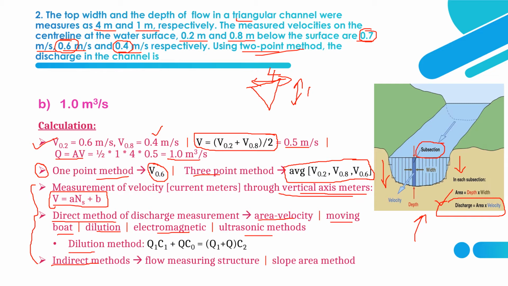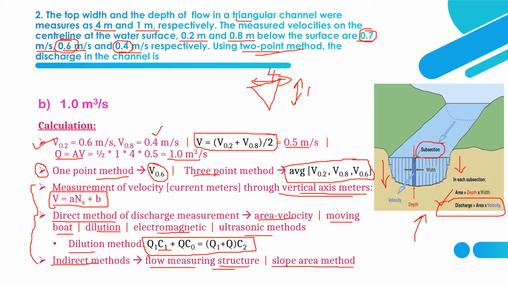The dilution method formula is given by Q1 C1 plus Q C0 equals (Q1 plus Q) into C2. In dilution, there will be use of a tracer fluid, and by using the concentration of the tracer fluid as C1 or C0 correspondingly, we can calculate the discharge value using this formula. Indirect methods are flow measuring structures like weirs and notches. By constructing those, we can calculate the discharge value. And there is another called the slope area method. So these many methods are there to determine velocity and discharge in a channel.